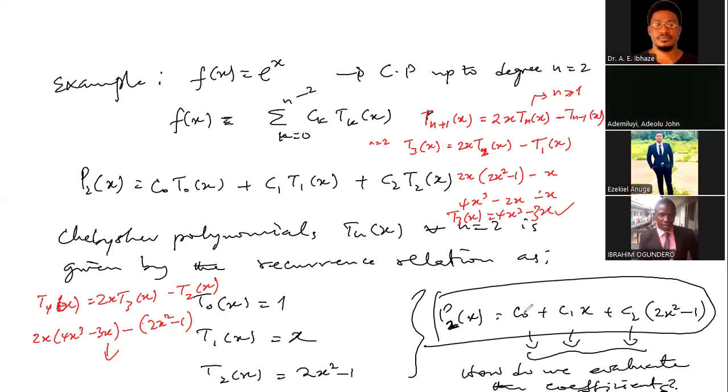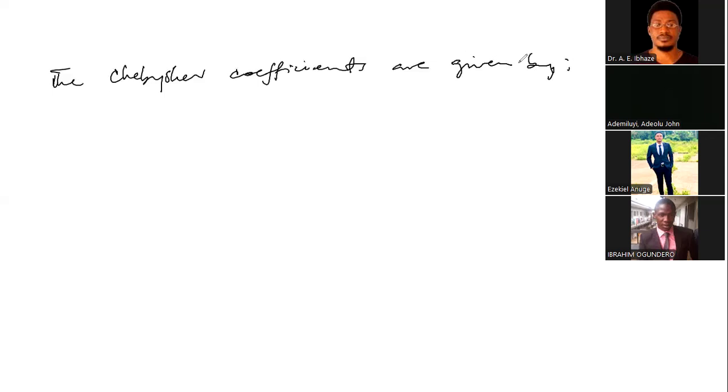So the next point now is to figure out the coefficients, and we now recall that the Chebyshev coefficients are given by the expression C sub k being the same as 2 over n plus 1.